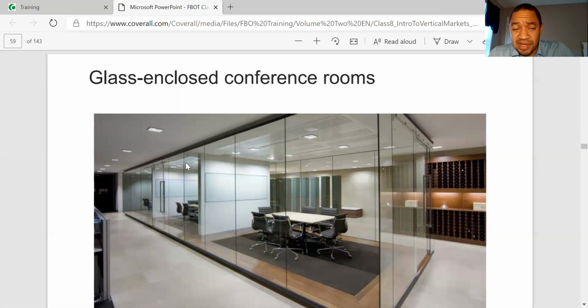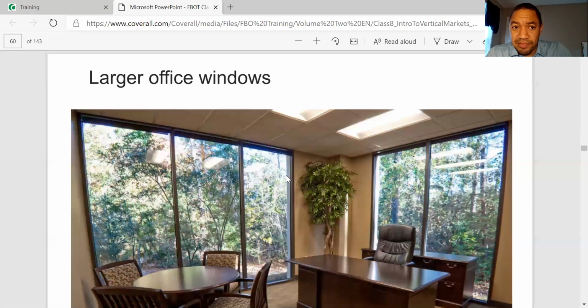Same thing right here. This is an encased glass conference room. Beautiful look. Everybody can see you in there. You can see out, but that's a lot of glass right there. So you definitely want to refer to your work scope to see what was included in what should be cleaned as far as the interior glass in the building. Here's a large office window, like I said, from floor to ceiling right here.